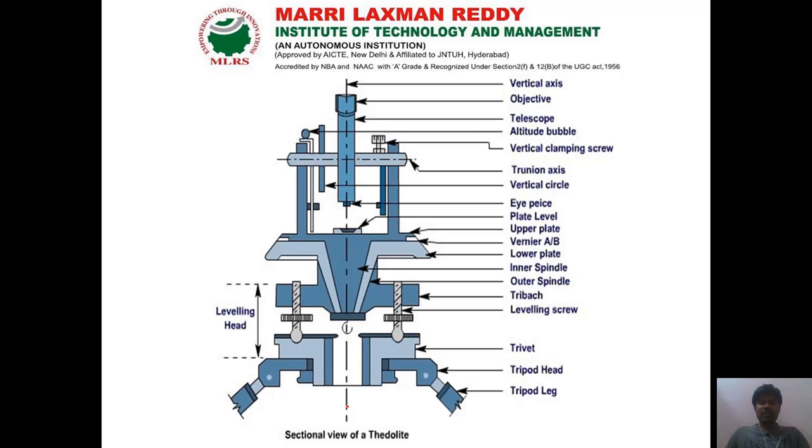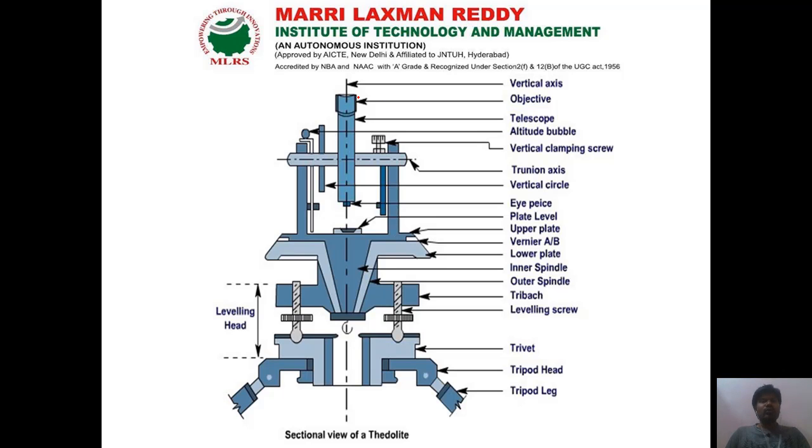Next, sectional view of a theodolite. Here it is the sectional view of the theodolite. The first one is the vertical axis, which is nothing but the axis about which I rotate my telescope, and the axis passing to the ground at that time is called my vertical axis. Second one is the object piece.